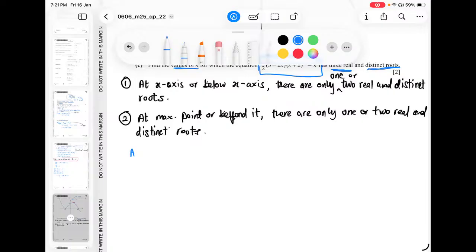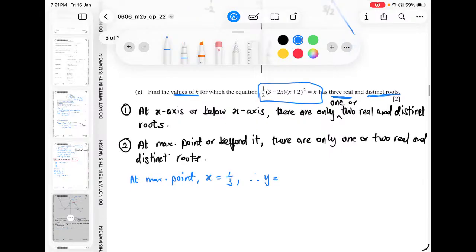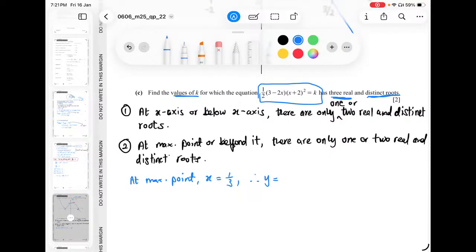You know that at the maximum point, x is equal to 1 by 3. Therefore, y will be equal to, you just substitute into this equation. So y is going to be equal to k, which in turn equals half times 3 minus 2 times 1 over 3, times 1 over 3 plus 2, squared.